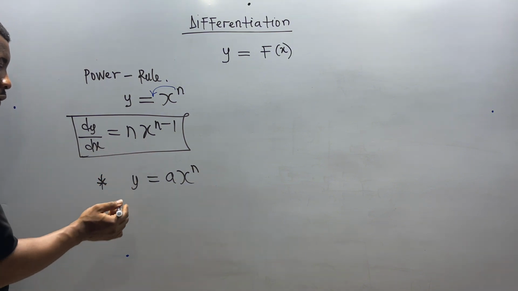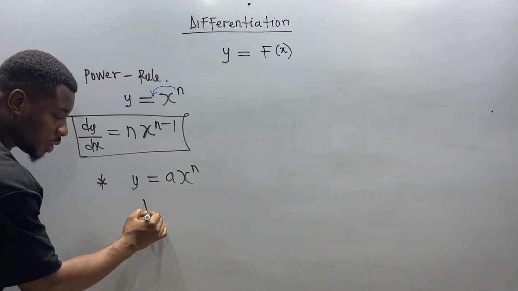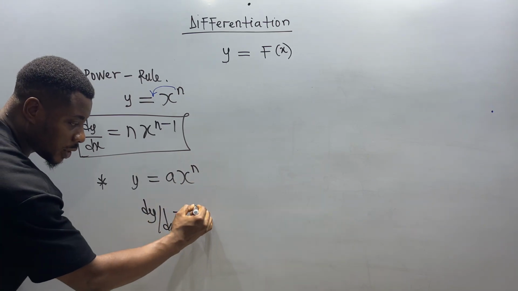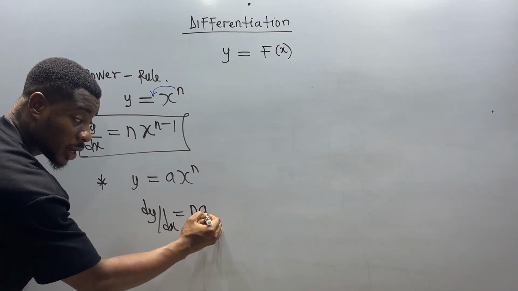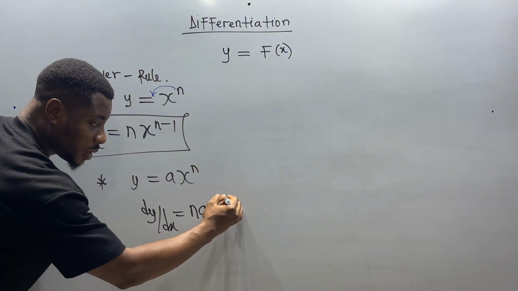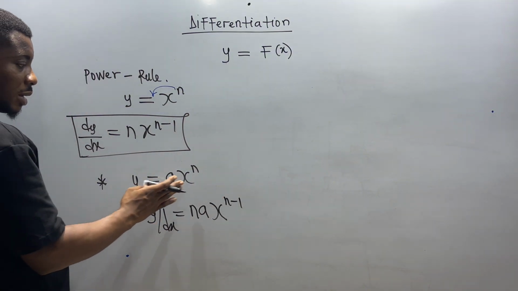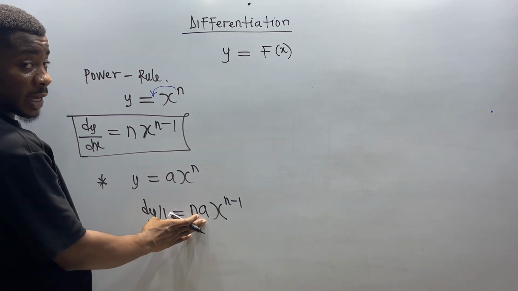How? We do the same thing. The power still comes down. So dy over dx here is going to be equal to, when n comes down and multiplies a, na, then x raised to the power n minus 1. So you can see that the n came down to multiply a.